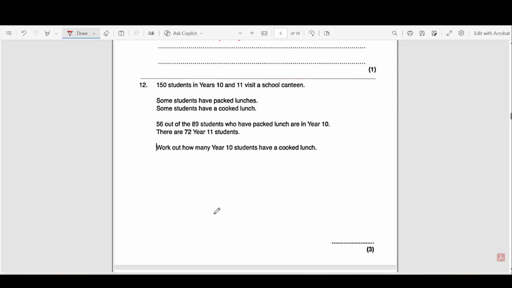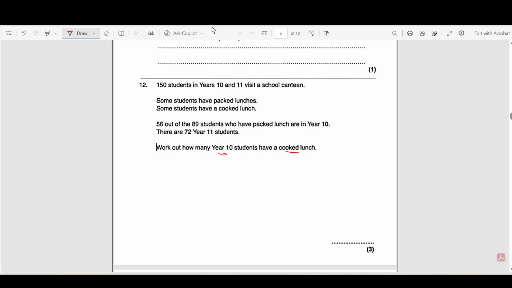Now we have the next question, question number 12, where 150 students in year 10 and 11 visit a school canteen. Some students have packed lunch and others have cooked lunch. 56 out of the 89 who have packed lunch are in year 10. There are 72 year 11 students. Work out how many year 10 students have cooked lunch.